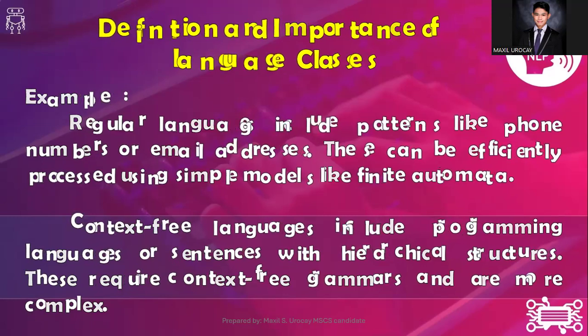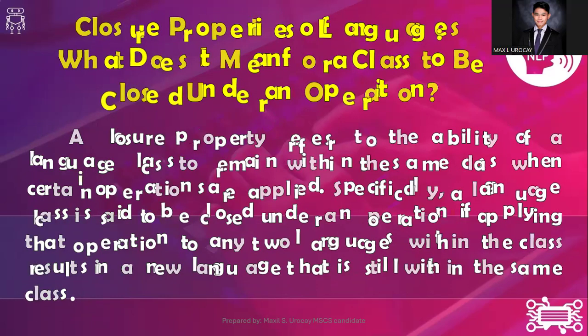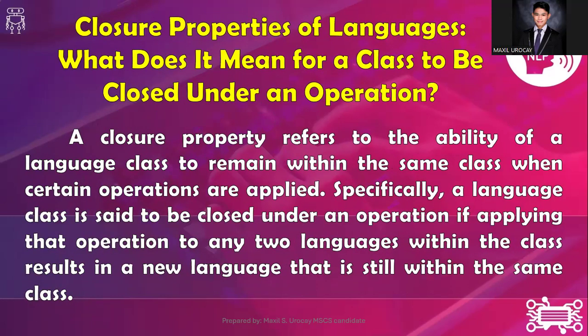Now we have here the closure properties of languages. What does it mean for a class to be closed under an operation? The closure property refers to the ability of a language class to remain within the same class when certain operations are applied.